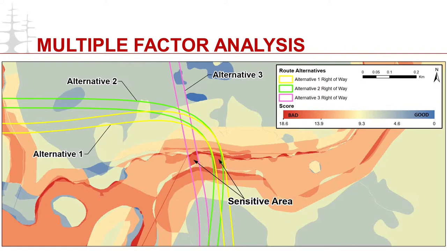And then as you move closer to blue, you move into less sensitive areas. So there are fewer points associated with that. And again, the lower the score, the more preferred that route would be because the less impact it has. If we can move to the next slide.